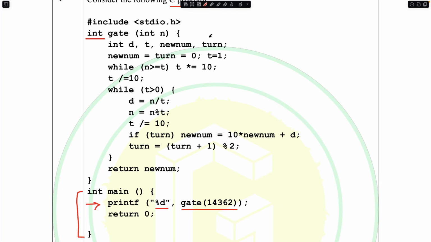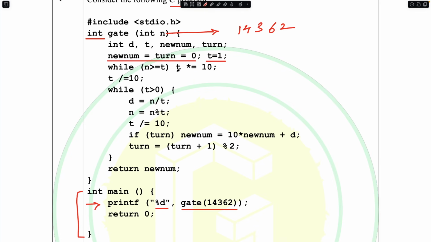So it's very simple. And n, the quantity that it is going to start with, is given as 14362, right? This is the quantity with which we are starting. Right over here we are basically setting the quantities new num and turn as 0 and t is set to 1, right? These are the basic things which were set up. After this, the while iteration was started, right? And that is going to do what it is going to do.